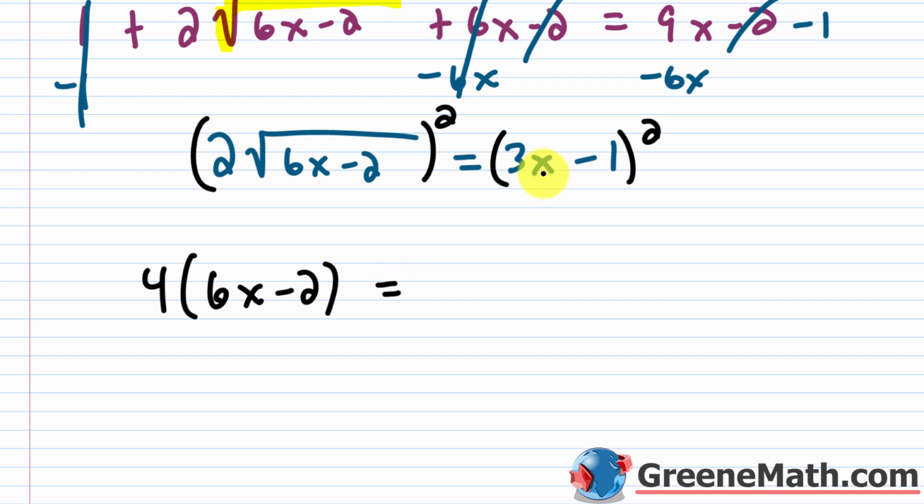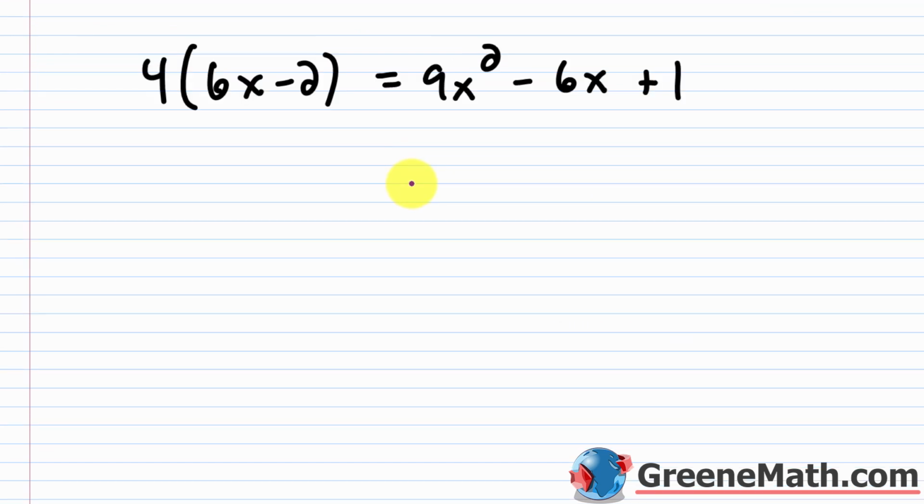Then this equals, I'm going to square 3x, that's 9x squared. And then minus 2 times 3x times 1 is going to be 6x. And then plus 1 squared is 1. Okay, just using my distributive property, 4 times 6x is 24x. Then minus 4 times 2 is 8. This equals 9x squared minus 6x plus 1.